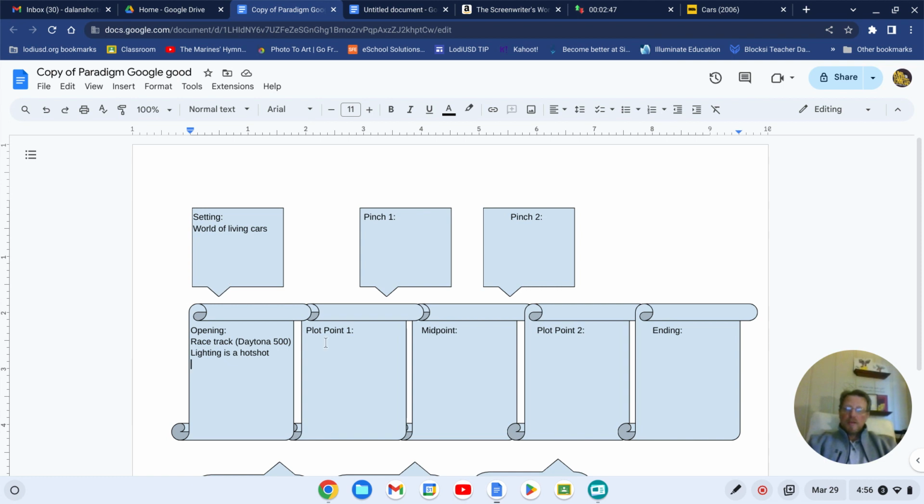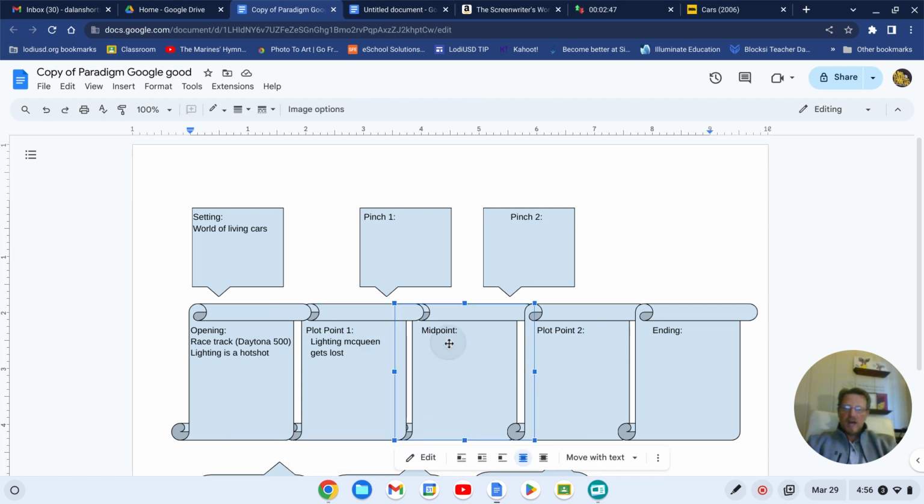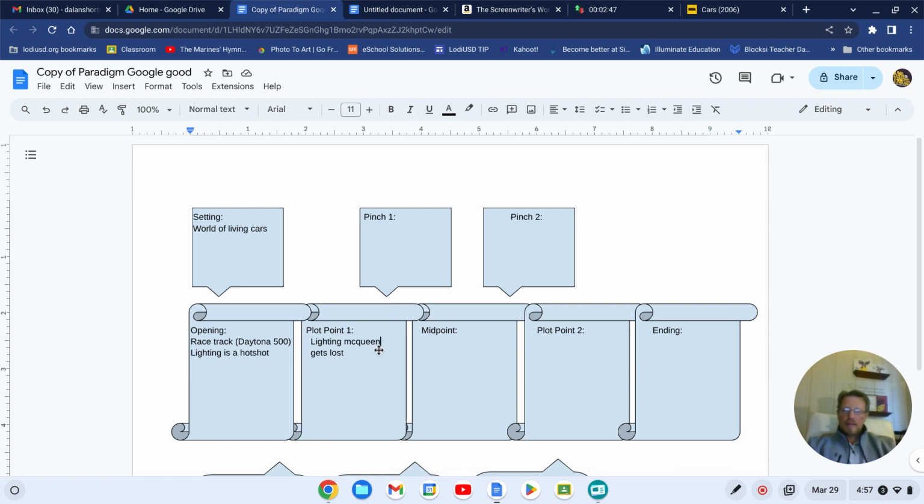Now, plot point 1. This is where something happens in the life of our star that changes the direction of our star. So, I've wrestled over this a bunch of times. I'm going to put both answers. Plot point 1, I'm going to say Lightning McQueen gets lost, when he falls off of the back of Mac and ends up wandering around into Radiator Springs. Okay, Lightning McQueen gets lost.